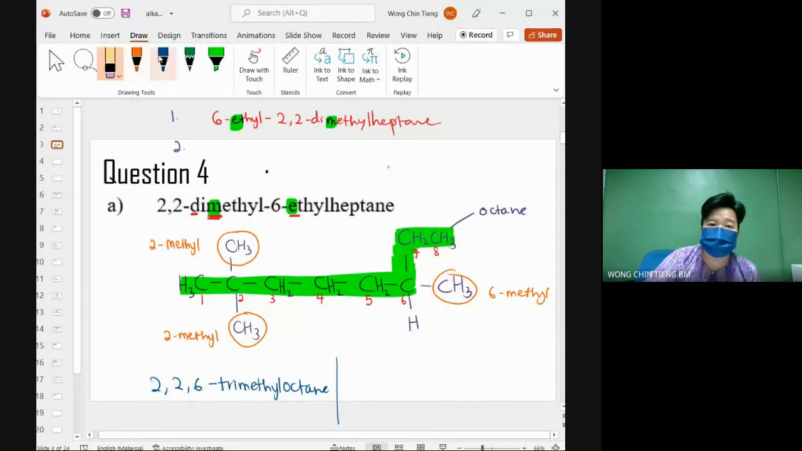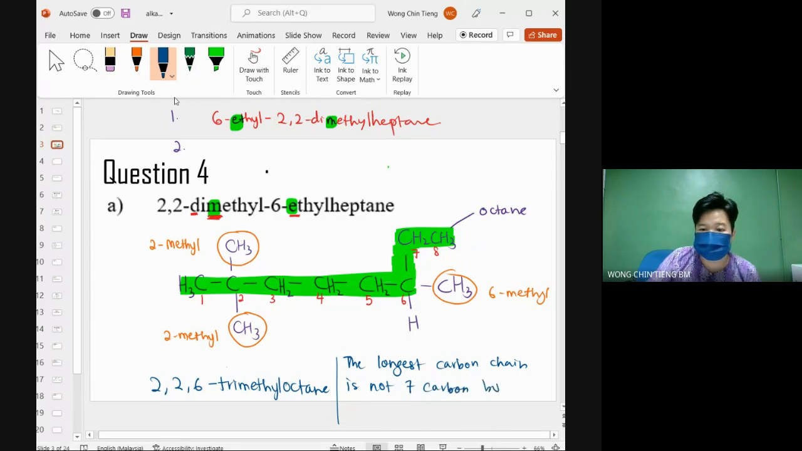Okay? So over here, the explanation or the reason must be the longest carbon chain. So bagi tahu je, the longest carbon chain, parent chain boleh, carbon chain boleh, saya tak kisah. If you want to write parent chain also can. The longest carbon chain is not 7 carbon, but 8 carbon, bracket octane. Okay? Bagi tahu.